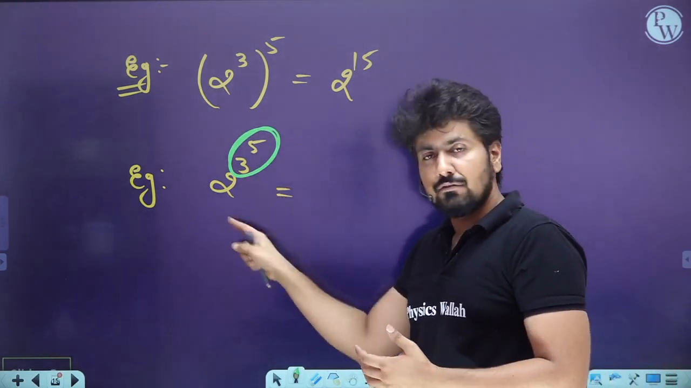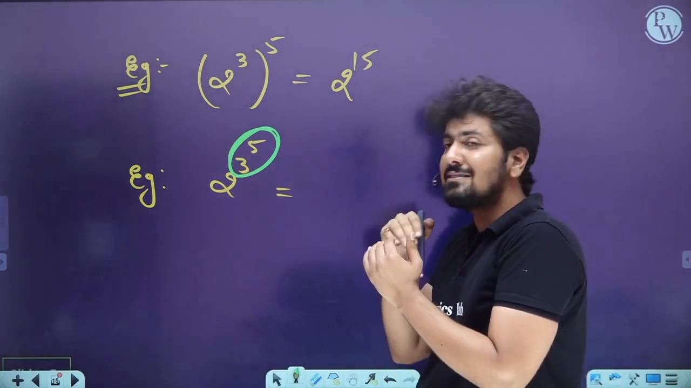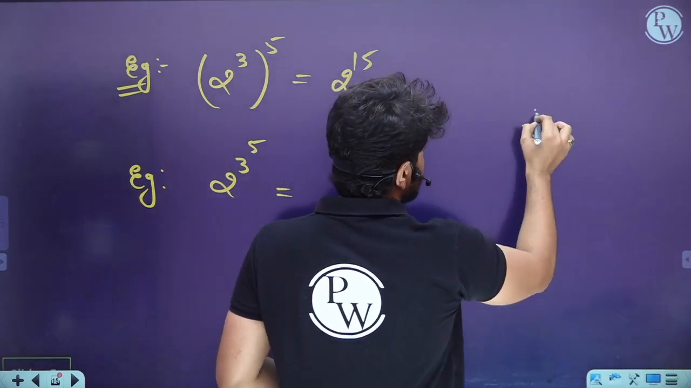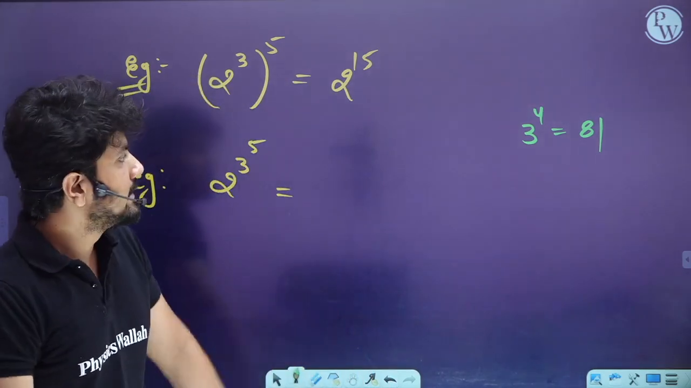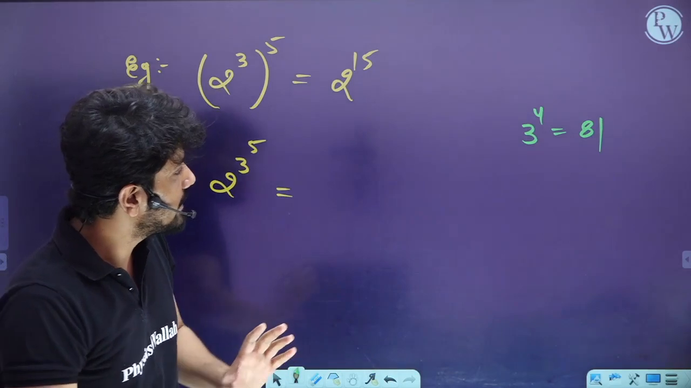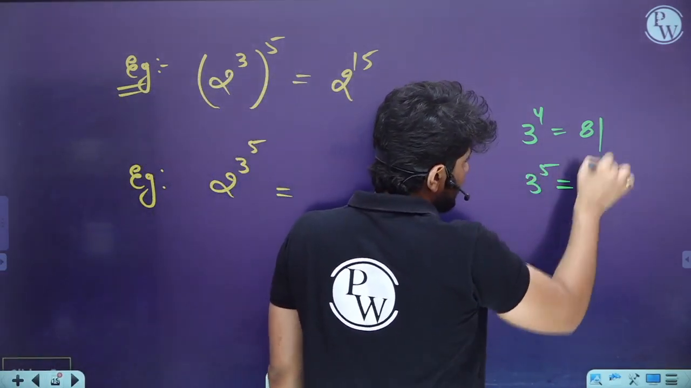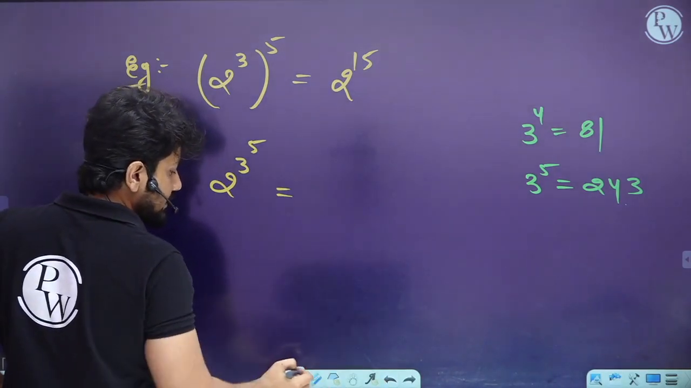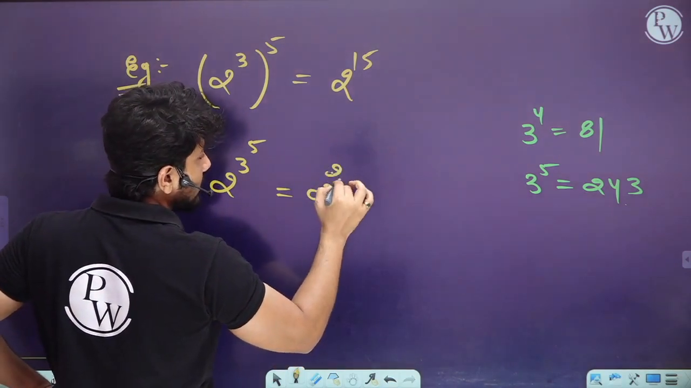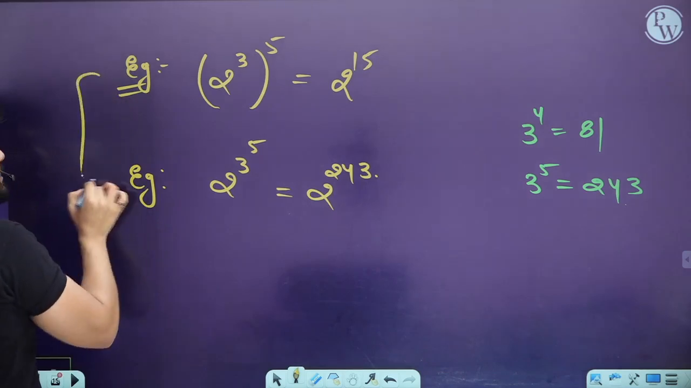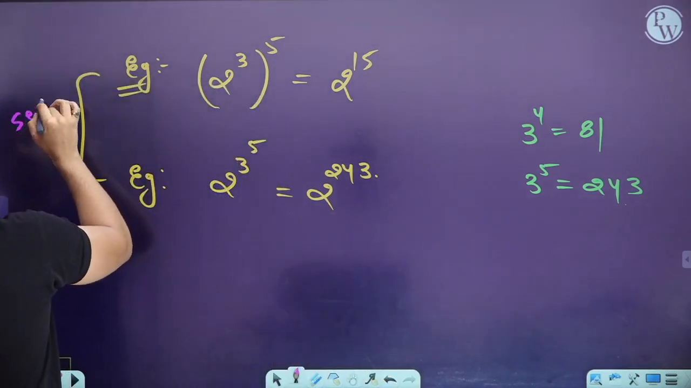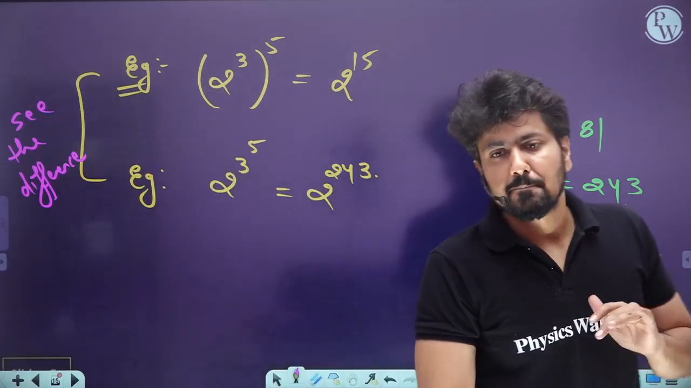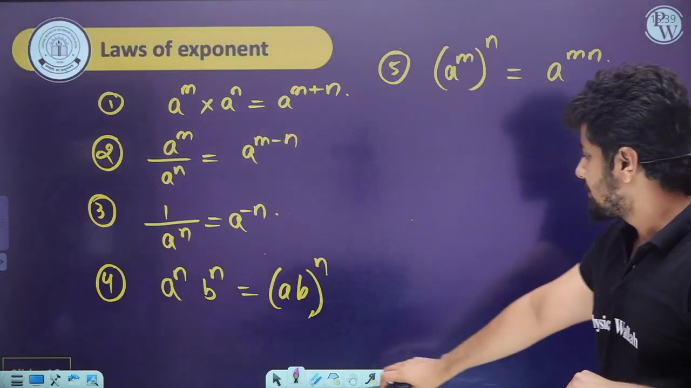But here what we mean is that we have on the power of 2, what's the power of 2? The power of 2 is 3 raised to the power 5. Okay. What is 3 raised to the power 5? Everybody knows that 3 raised to the power 4 is 81. Right? 3 square is 9, 9 into 9 is 81. So if 3 raised to the power 4 is 81, 3 raised to the power 5, if I multiply by 3 again, it will be equal to 243. Okay? So basically this is 2 raised to the power 243, a very, very big number, which we can't even calculate. So understand the difference. These two are different things. Now let me get back to the laws of exponents. So we have understood about this law.